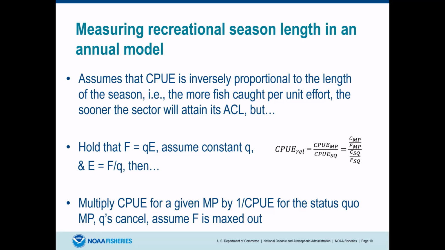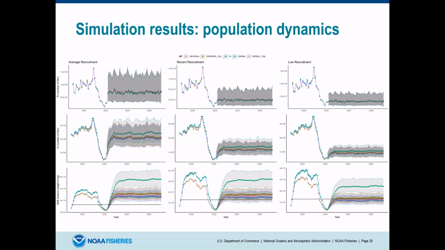we can multiply the catch per unit effort for a given MP by 1 over the CPUE from the status quo MP, in which case the catchability terms cancel, and that assumption that F is maxed out would entail that if CPUE goes up, the season length is technically longer because you can't fish harder. So the only way to catch more fish per unit effort is to fish longer. Now, these are fairly strong assumptions, and there's an alternative interpretation to some of the results that were produced that I'll discuss with you very shortly. So without further ado, let's jump right into the simulation results.